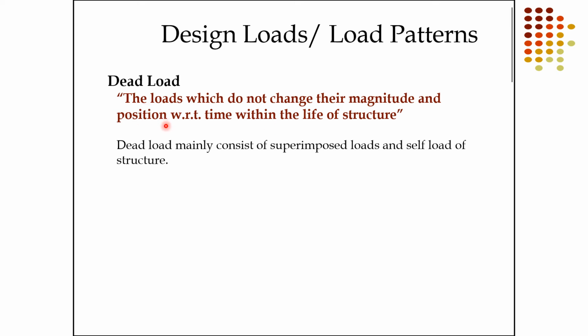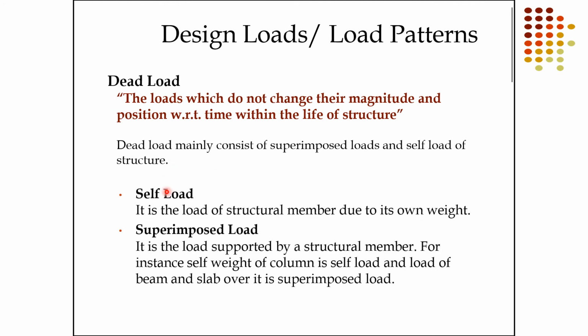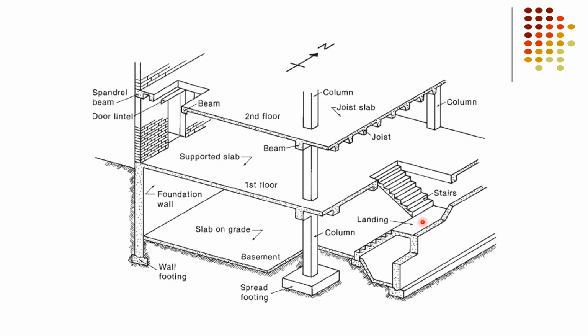Now there is a small difference between dead load and superimposed load. Dead load mainly consists of superimposed load and self load of the structure. What is self load and superimposed load? Self load is the load of a structural member due to its own weight. Here is column, beam, slab, column, again footing. For example, this column has its own weight, that is the self weight of this member. Similarly, the beam has its own weight, that is the self weight of the beam. Slab also has its own weight, that is the self weight of the slab.